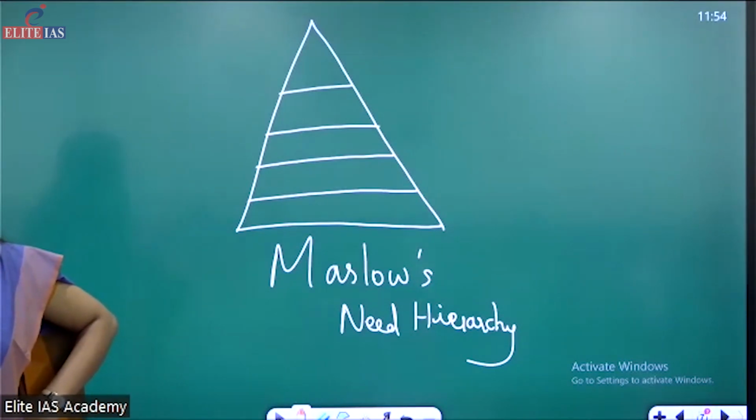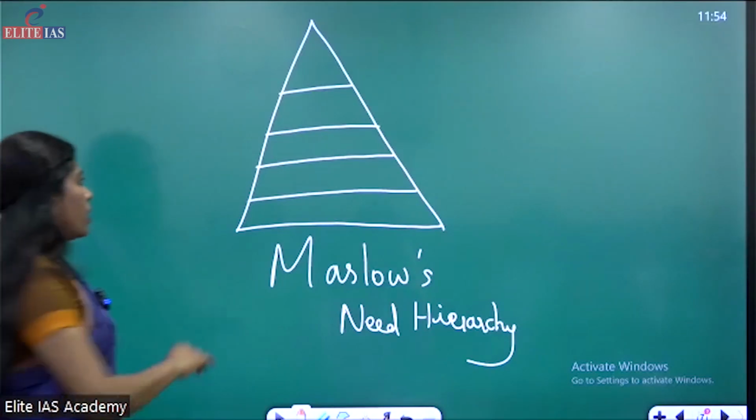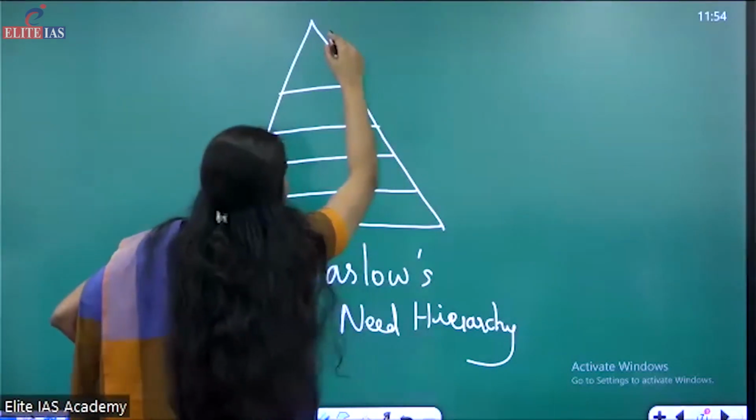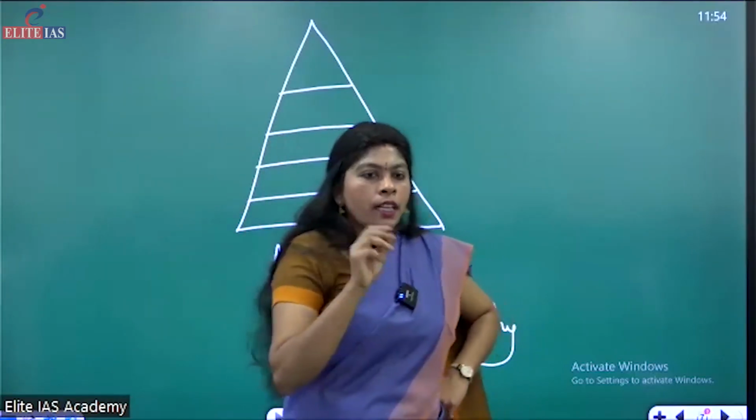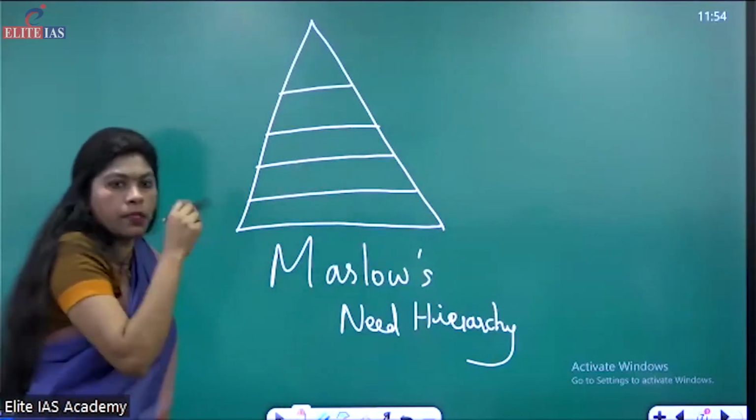What do you know about Maslow's needs hierarchy theory? In most of the optionals, public administration, political science, sociology, you will come across this person. According to him, there are 5 needs, arranged in order. But sometimes it does not happen like that.